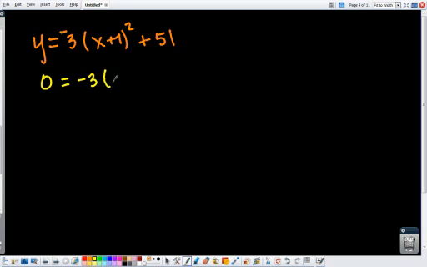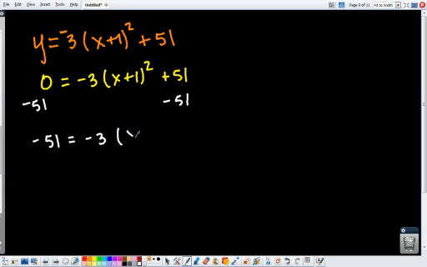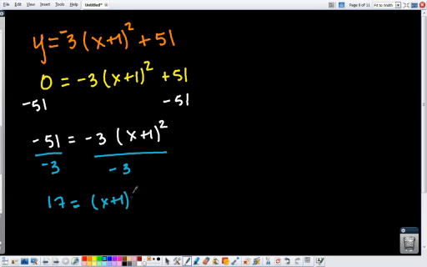And then I'm going to use order of operations backwards to go ahead and solve for my x values. So the first thing I'm going to do is subtract 51. So I end up with negative 51 equals negative 3 times x plus 1 squared. Okay, the next thing I'm going to do is divide by negative 3 because we do multiplication and division next. And I get 17 equals x plus 1 squared.